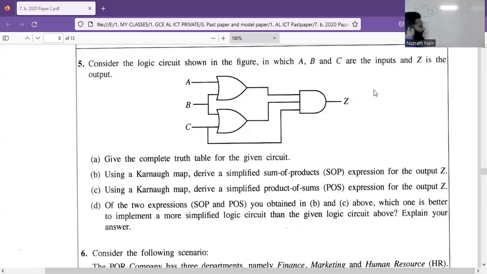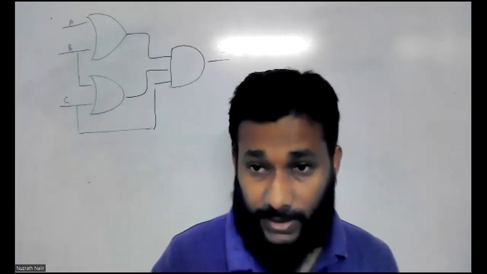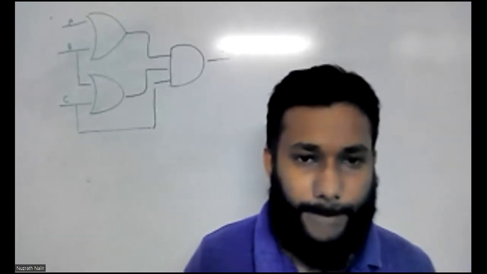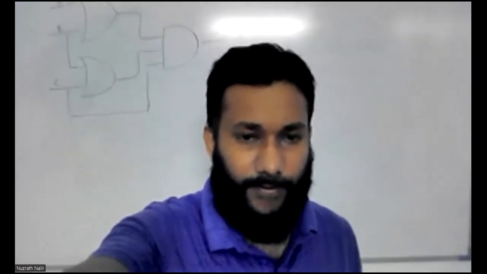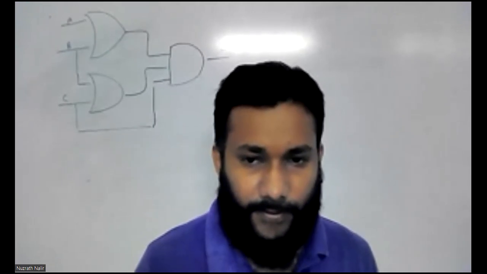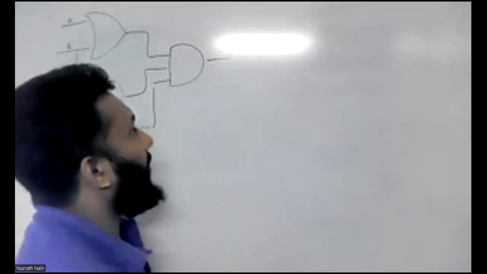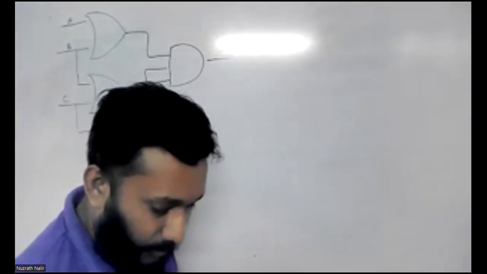So this is the session. Now it's a past paper question from 2020. So let's discuss this. Give the complete truth table for the given circuit diagram. First, let's see. Now you can see the truth table. Let's see how to do the truth table.